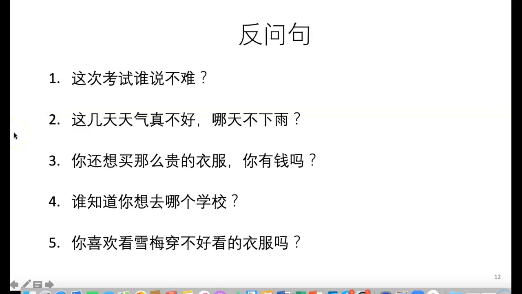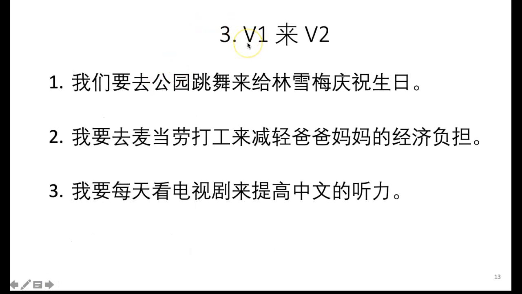Okay, so now we have more rhetorical questions here, and then you can go over them and ask yourself, what do they really mean? Now we will move to the next part, using 来 to connect two actions. 好，我们看第一句，我们要去公园跳舞，来给林雪梅庆祝生日。So dance at the park versus celebrate birthday for 林雪梅.